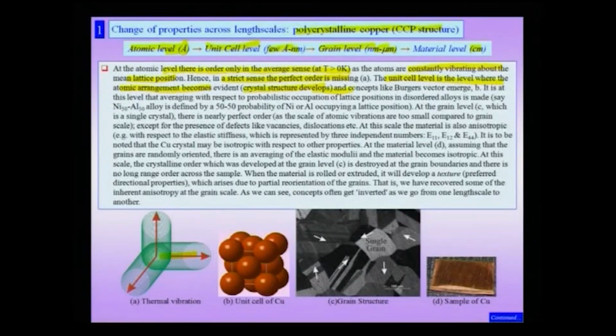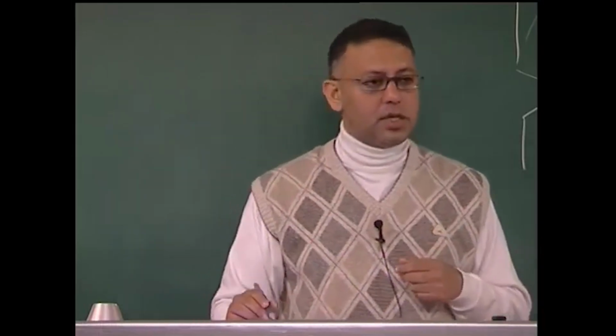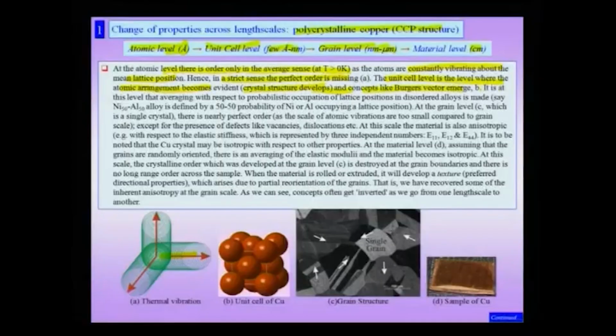So, at the unit cell level, where the atomic arrangement becomes evident to us, that means we are actually seeing a crystal structure develop, and concepts like Burgers vector emerge. When I am talking about a Burgers vector, I am actually using my unit cell as the fundamental definition, and a Burgers vector is nothing but a fundamental lattice translation vector, or the shortest lattice translation vector, for a perfect dislocation. It is at this level that I actually do an averaging with respect to, say, probabilistic occupation.